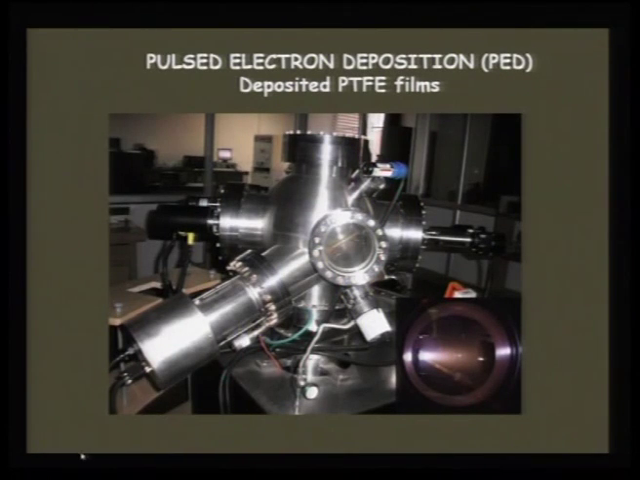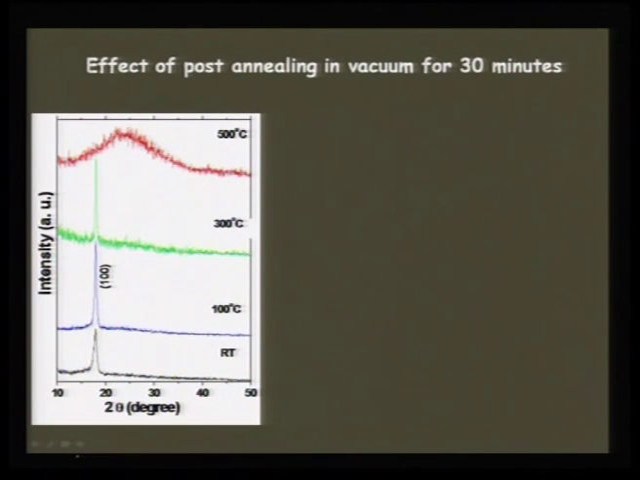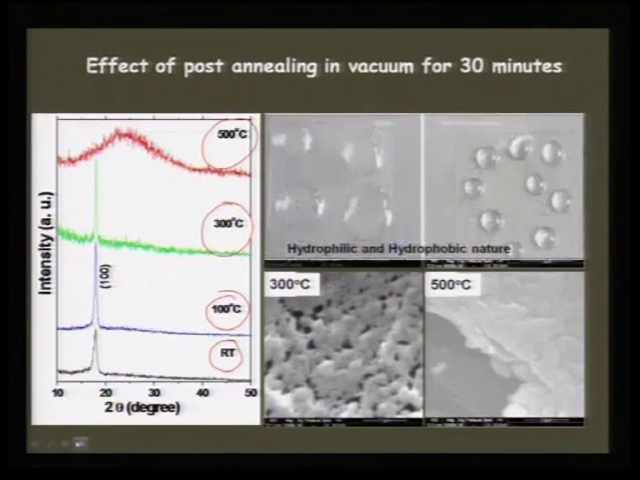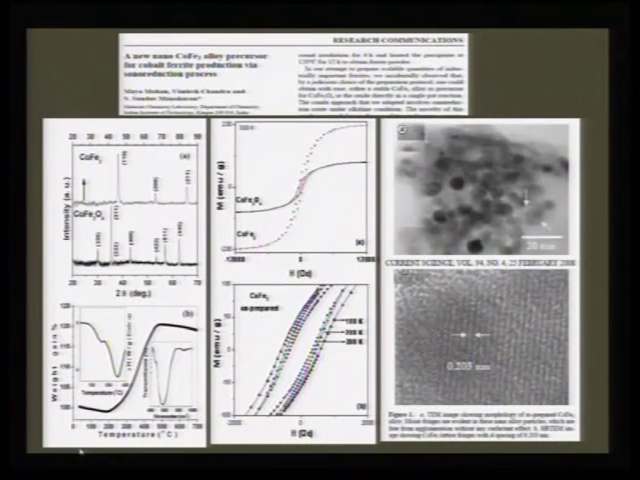And we can also use this for mapping Teflon or PTFE polymeric films which you can deposit using PED, and as you can see here, this is for a room temperature deposited film, and this is for a 100 degree deposited film, 300 degree deposited, and at 500 degree annealed film, you can see that the peak is lost. We can also make correlations with the SEM pattern, which I will skip for now. And then I will also show another example where you can see how you can track different things that are happening.